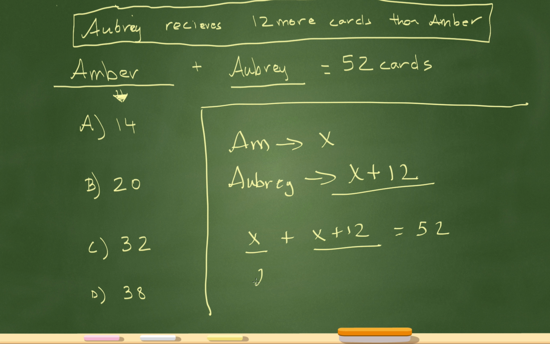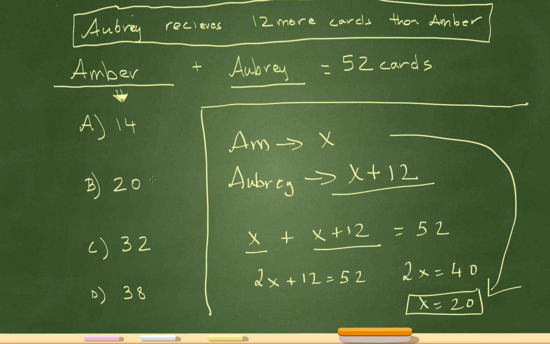And now I can solve for this algebraically. 2X plus 12 equals 52. 2X will equal 40, and then X will equal 20. And X represented the number of cards Amber has, and that's what we got before too, B. So this is how you do it algebraically.